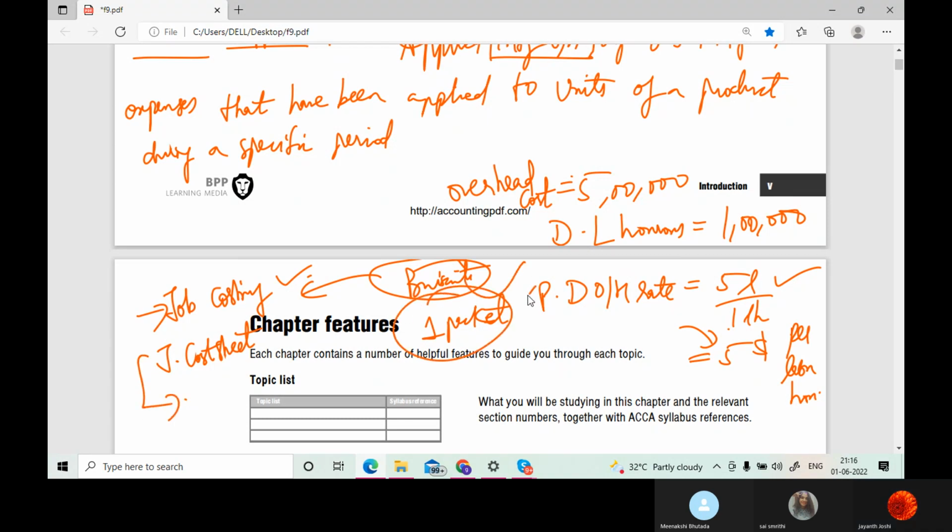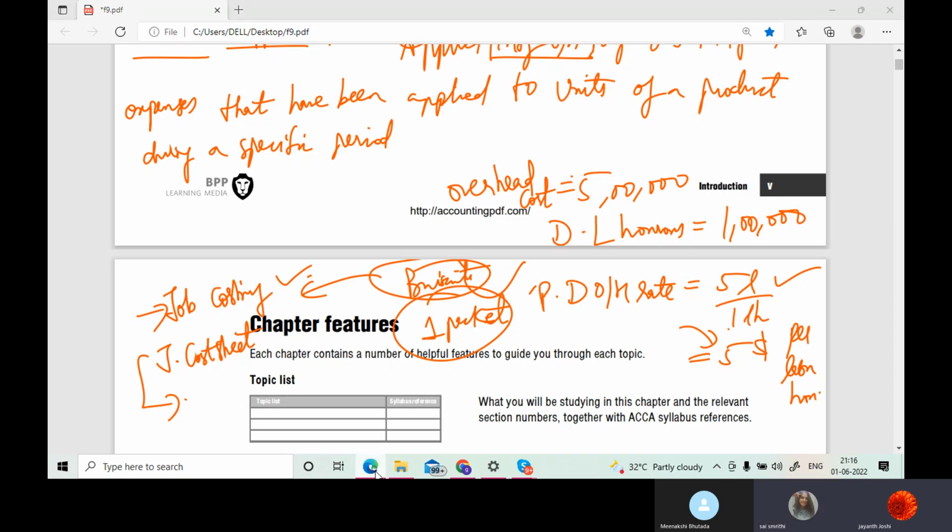Hopefully you have understood what applied overhead is. Applied overhead is nothing but, for a specific task, how much per unit wise overhead you are incurring. That is your applied overhead. The base can be taken as machine hours or labor hours.